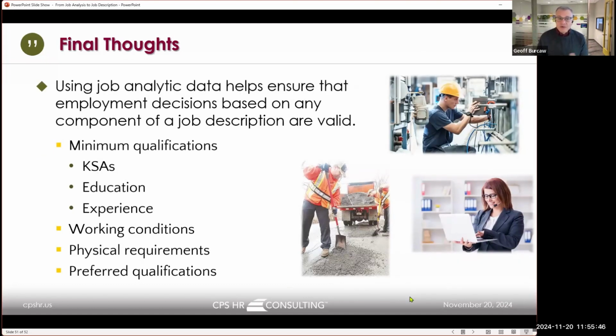And the most important aspect of this is that using job analytic data helps ensure that all of those decisions that we're making based on any of those components of the job description are valid. So think about, certainly, our minimum qualifications, making sure that we are requiring only things that are absolutely required for performing the job. Education is based on what kind of education would have enabled someone to gain those knowledges, and the experience is based on what would have enabled someone to gain skills doing certain things that are required for the job. And of course, working conditions, physical requirements, all of our preferred qualifications. Using our job analysis is going to ensure that all of that is valid and that all of our decisions are ultimately valid.